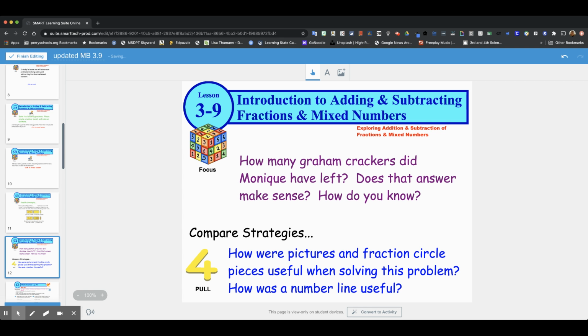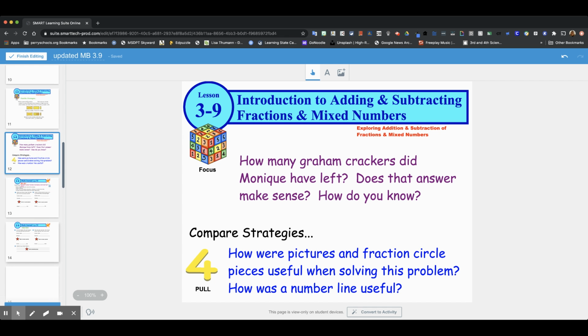And let's look at this right here. So the pictures and fraction circles, they were useful in solving this problem. I want you to think about why. How were they useful? Why were they useful? Would a number line be useful? How would it be useful? These are questions that you can continue to ask yourself as you solve math problems. They're good stopping and reflecting points. Just like we do in reading, we want to do that in math as well.